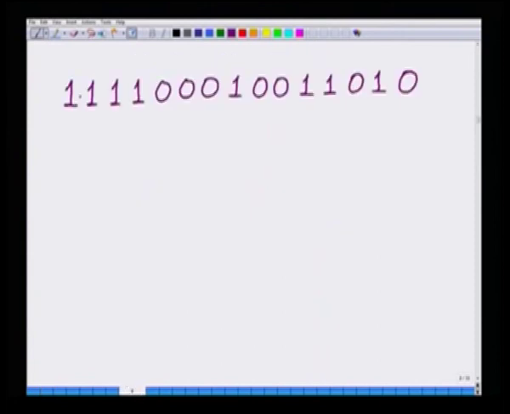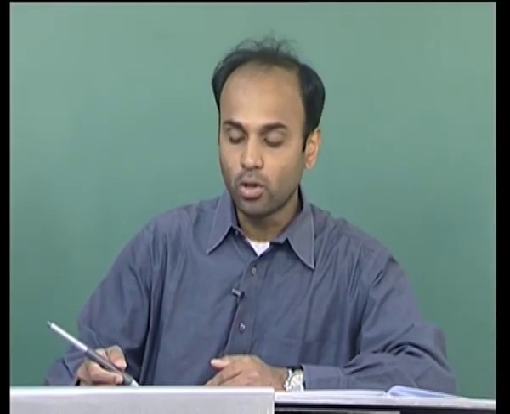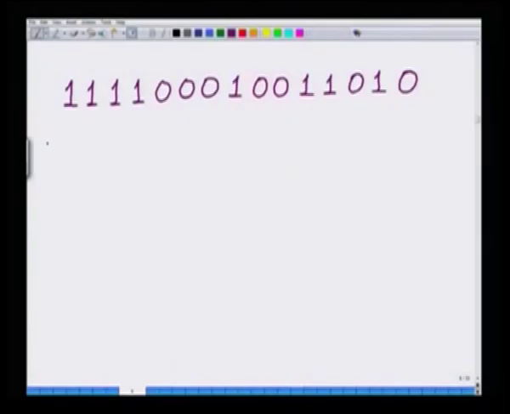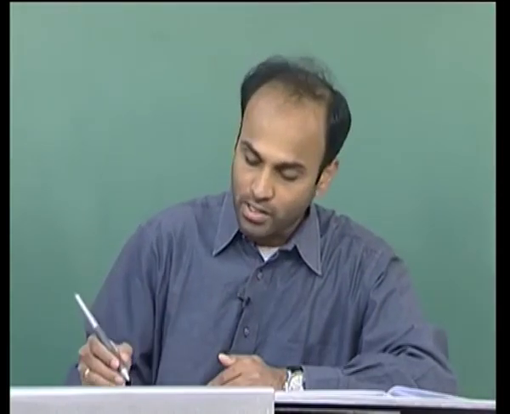Now, I have to map them to a voltage level. So I will map 1 to a minus 1 and 0 to a plus 1. I am taking these information symbols 1 and 0 and mapping them to voltage levels, either plus 1 or minus 1. I am mapping 1 to a minus 1, and I am mapping 0 to a plus 1.